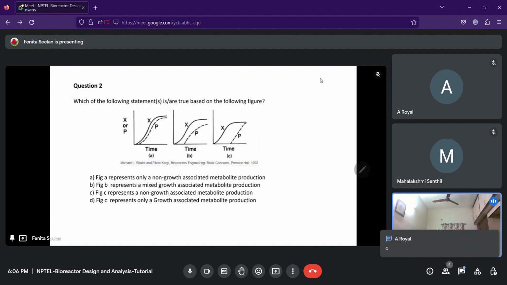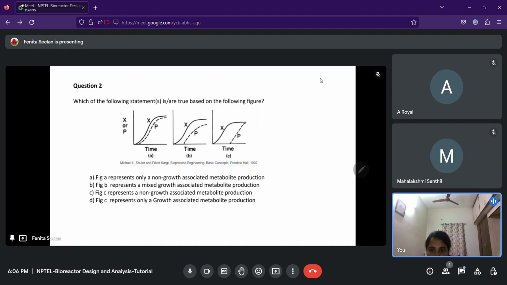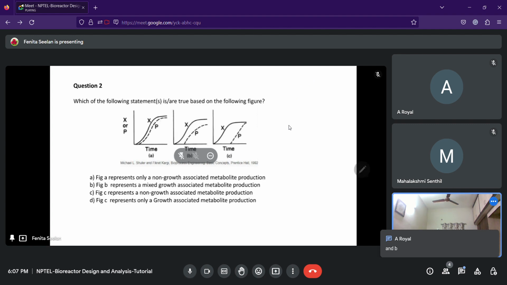So C is one among the answers. Indeed, C represents non-growth associated metabolite production because it looks like it is produced as a secondary metabolite. And B is also correct. Figure B represents mixed growth, where production is associated partially with growth and partially with non-growth, so it involves both primary and secondary metabolism products.